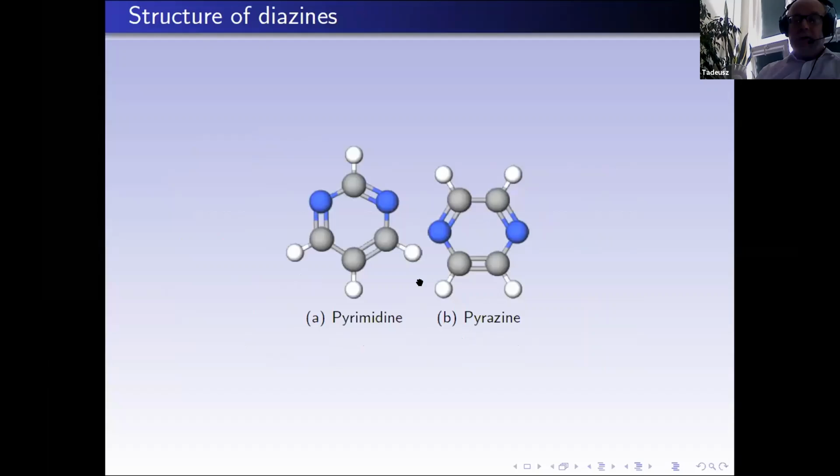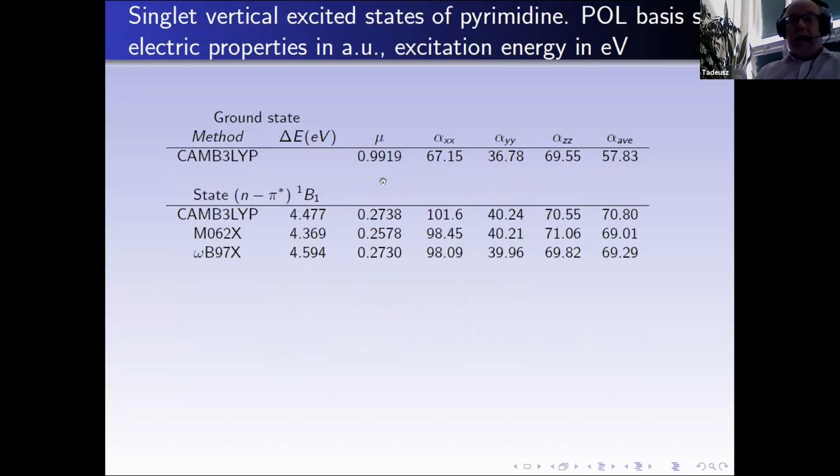Let me go to the diazine molecules. Let's go to the first one, pyrimidine. Here we have the results for the ground state and the results for the first excited state. We see that the dipole moment now is almost 1/4 of the dipole moment of the ground state. We see the increase of this in-plane component.